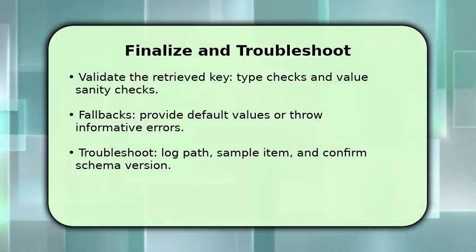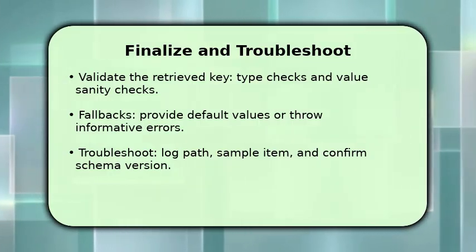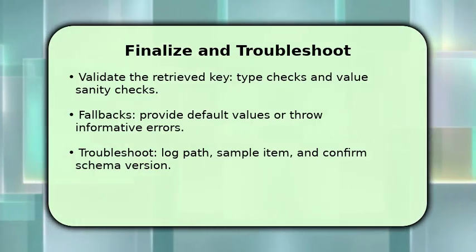If things go wrong, the key troubleshooting tip is to log the exact path and a small sample of the delta. That makes schema mismatches obvious and speeds debugging without exposing large volumes.